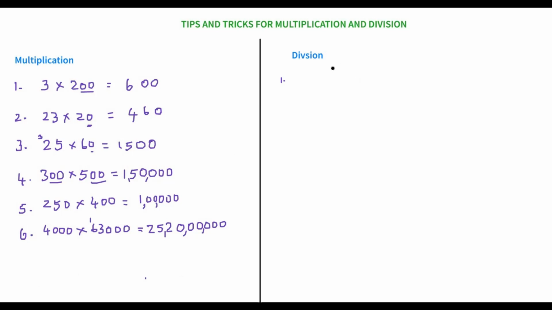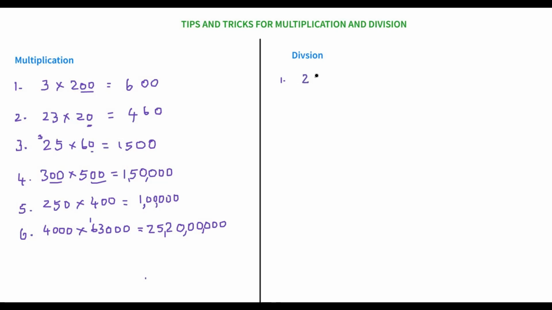Now let's start division. Here also we are going to do mental division of 2, 3 or 4 digit numbers very easily in a few seconds. Let's start with the smaller numbers and gradually I'll move to the bigger numbers so that you have clarity on how to do it. Let's take the first question.